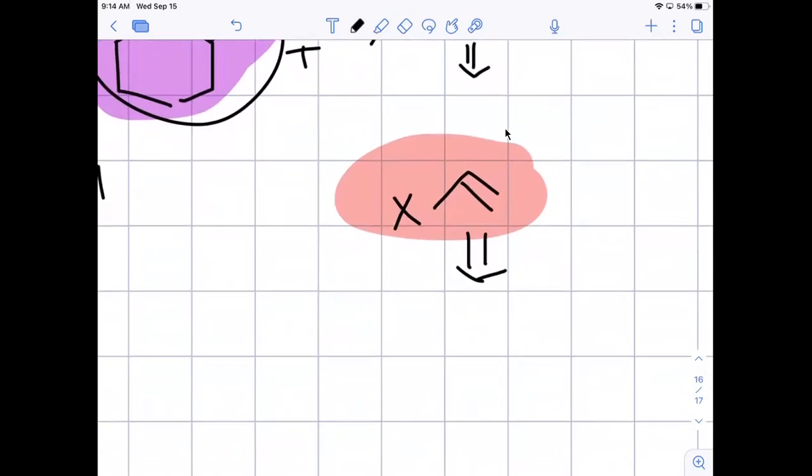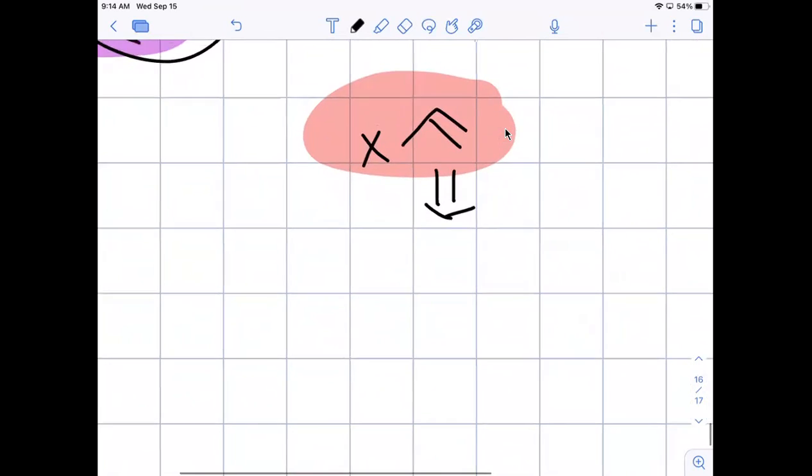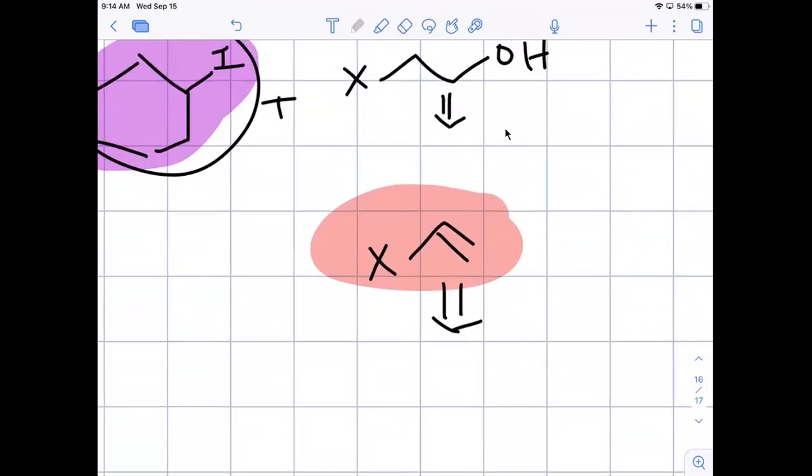So if I wanted to take that alkene and make it into a Grignard, let me backtrack. How could I make this into a Grignard, right? What would I have to do to make X be magnesium from an alkene?